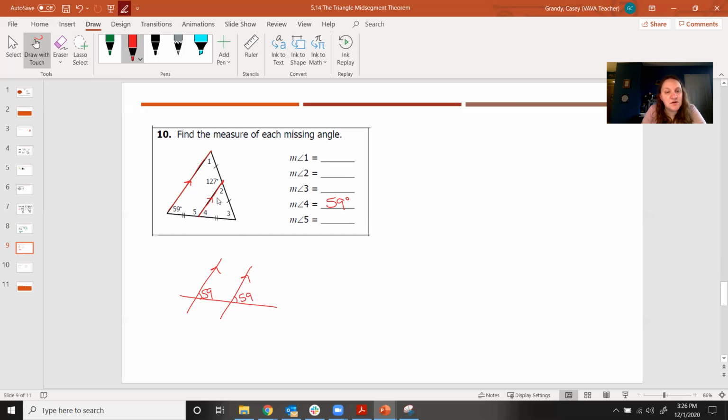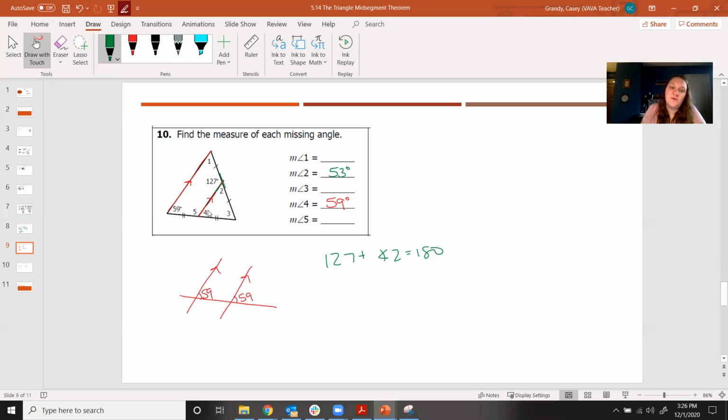What else can I see here? I see some linear pairs going on. Remember that two angles that make a line add up to 180. So if I do 180 minus 127, that will tell me angle 2. So angle 2 is 53 degrees, because they're a linear pair.